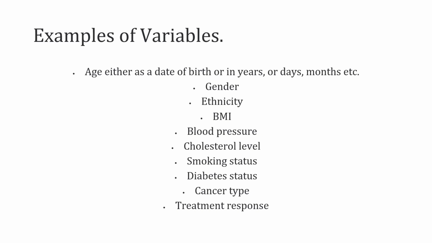Examples of variables can include age, which can either be a date of birth or in years, or it can be in days, or it can be in months, depending upon what is your population and sample that you're studying. Gender, again, now it has many different types of categories. Ethnicity, BMI, blood pressure, cholesterol levels, smoking status, which may be yes or no, or it can be how many cigarettes you're smoking, or brand you're smoking, diabetes status, cancer type, treatment response. So as you can see, for each and every variable that has been mentioned here, you may have different ways in which you will be collecting the data.